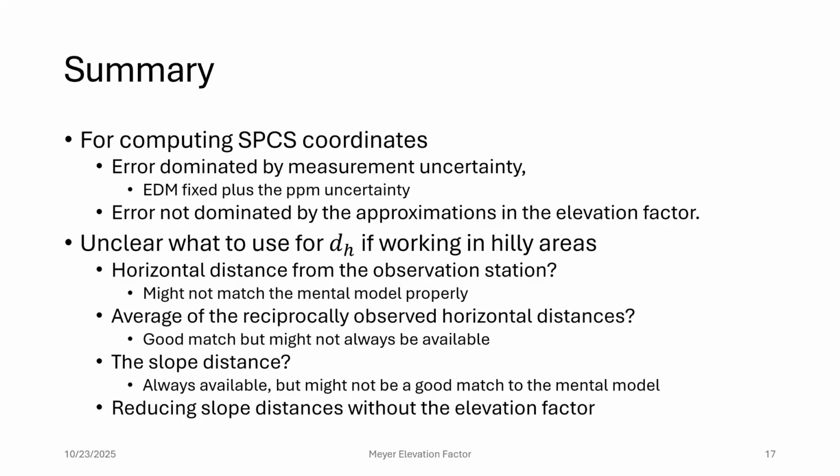Since the slope distance is always available and unambiguous, whereas the horizontal distance from A to B doesn't equal the horizontal distance from B to A, the slope distance is not ambiguous. It's clear exactly what it means. So this makes us wonder, would it be possible to reduce slope distances directly, without using the elevation factor, and do it rigorously? And the answer is yes. And that will be the subject of our final video. The next video will discuss exactly that.